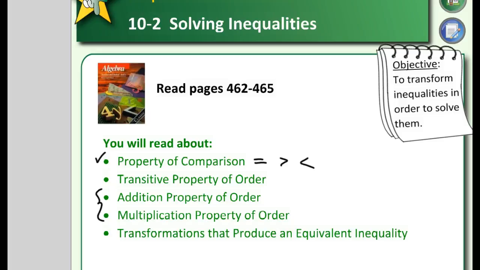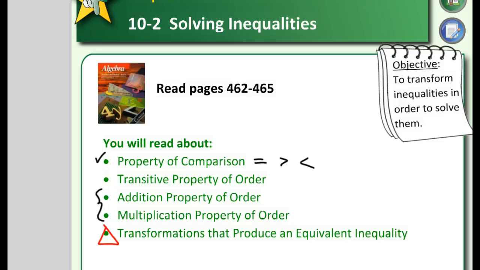Now, the other properties here have to deal with the properties of equality that we used back in chapter 3. Remember, what I add to one side, I add to the other. What I subtract from one side, I subtract from the other. What I multiply by on one side, I multiply by on the other. There's just one little property that's a little bit different when we're dealing with inequalities, and that's this last one, transformations that produce an equivalent inequality.